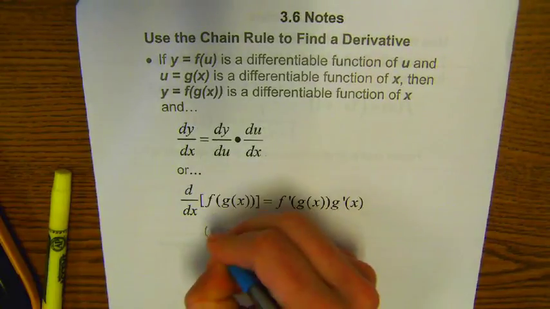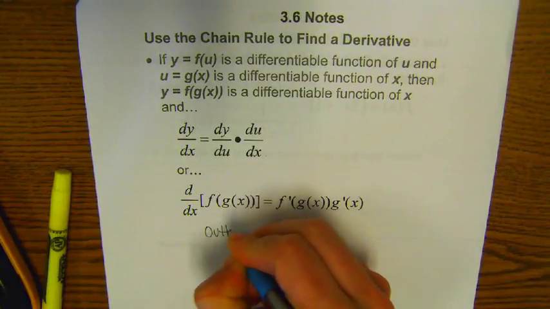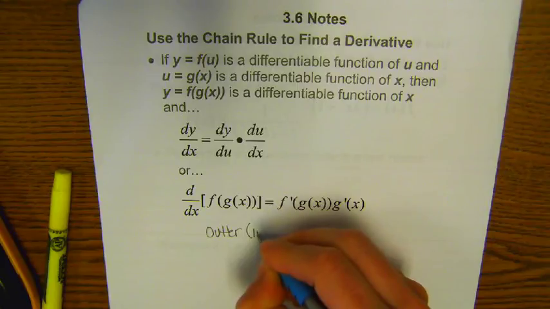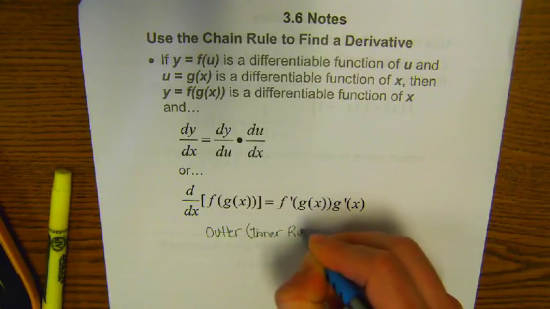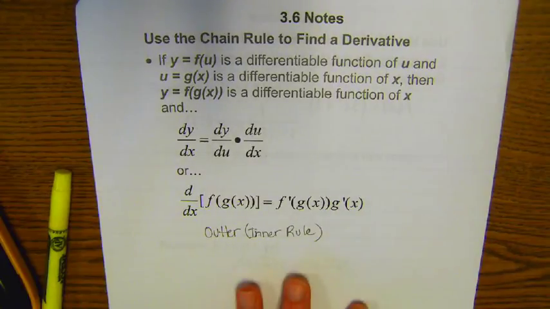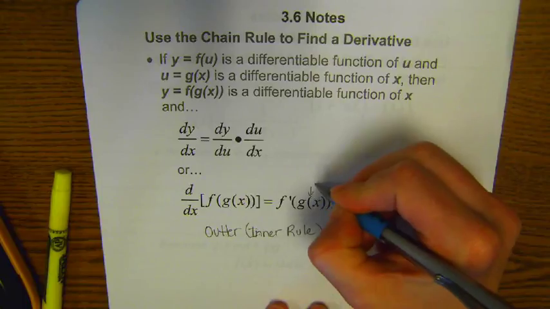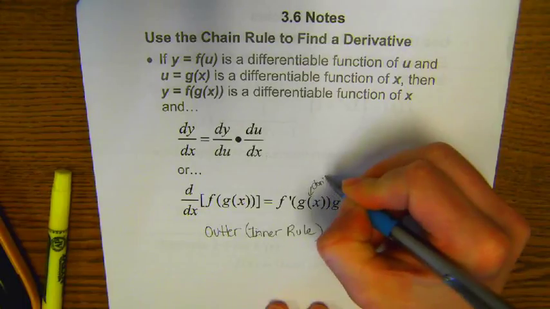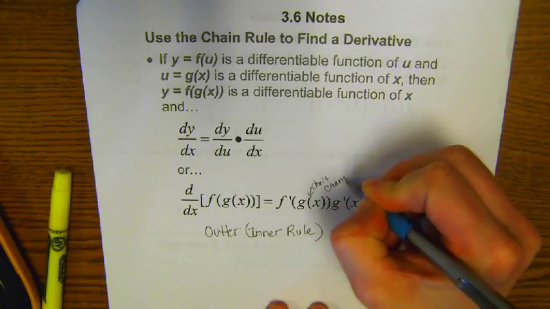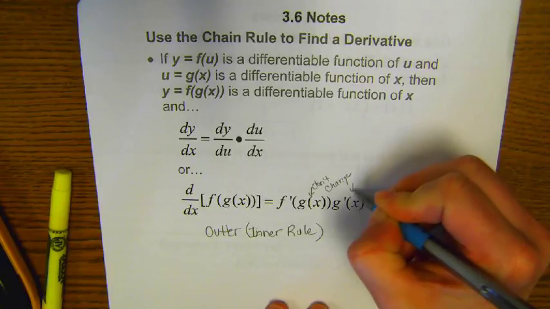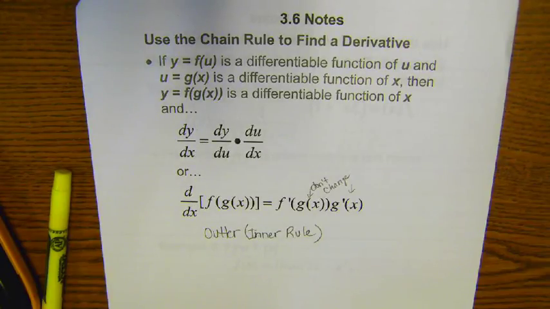So the outer rule, inner. Okay, so on the outside, we don't change this, but then at the end, we have to take the derivative of what's inside.